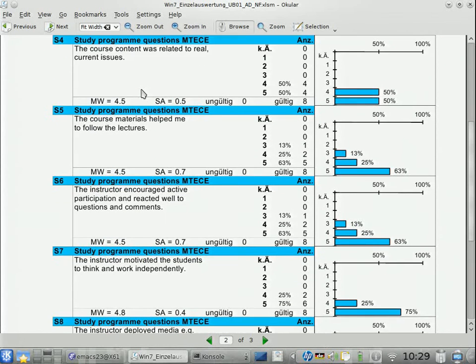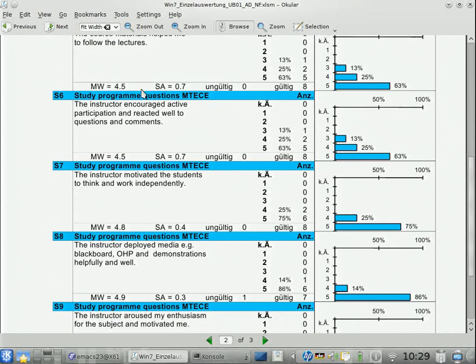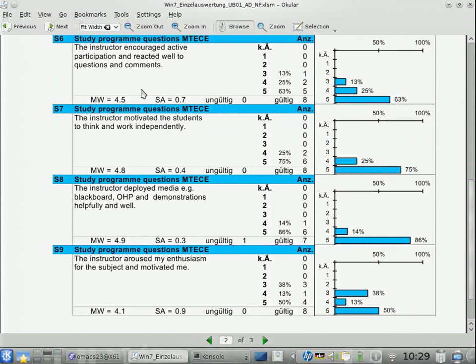So where was this other one? Here. So, the instructor aroused my enthusiasm for the subject and motivated me. Okay. So you took the course, but you were not really enthusiastic about it. That's the message, basically. So this, first of all, relates to expectations. Usually, students have expectations when they attend the course, and these expectations are not met. So why should they be enthusiastic about it, right?